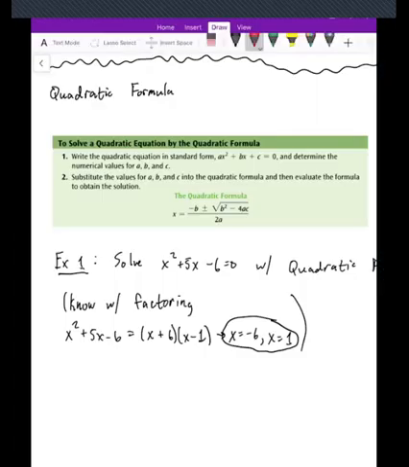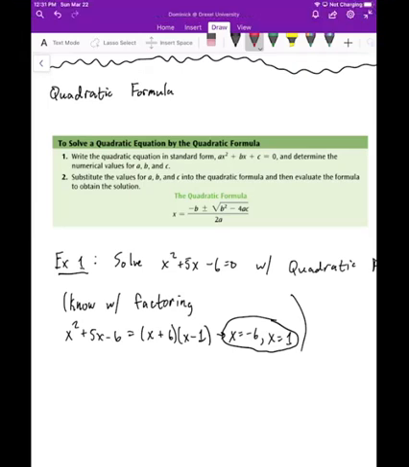Okay, guys, welcome. Today we're going to talk about using the quadratic formula to solve a quadratic equation. In the last video, we talked about how to use completing the square to solve a quadratic equation that you cannot solve with factoring. Another method that we'll use to do so is what's called the quadratic formula. What's nice about the quadratic formula is that you can solve any quadratic equation in this form.